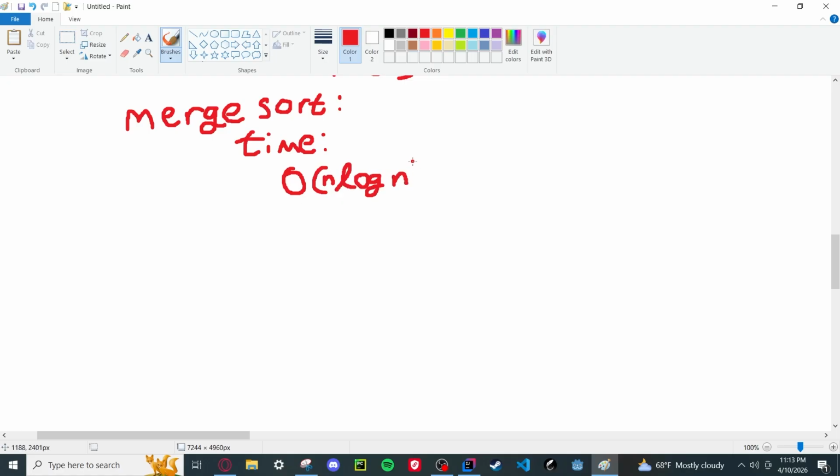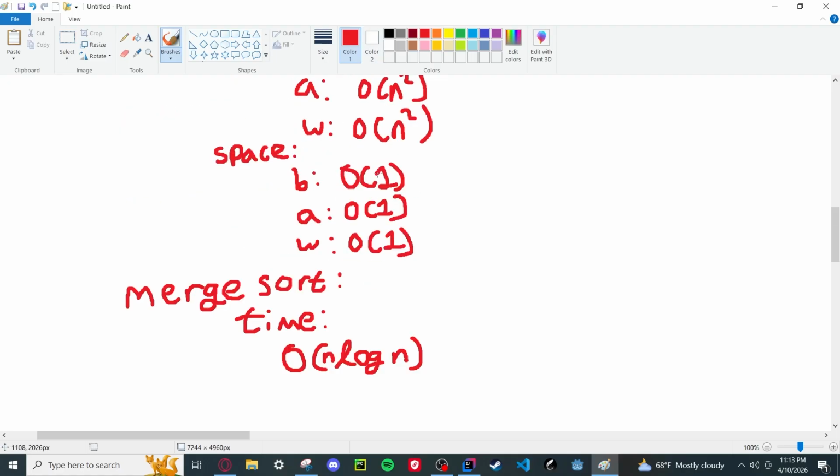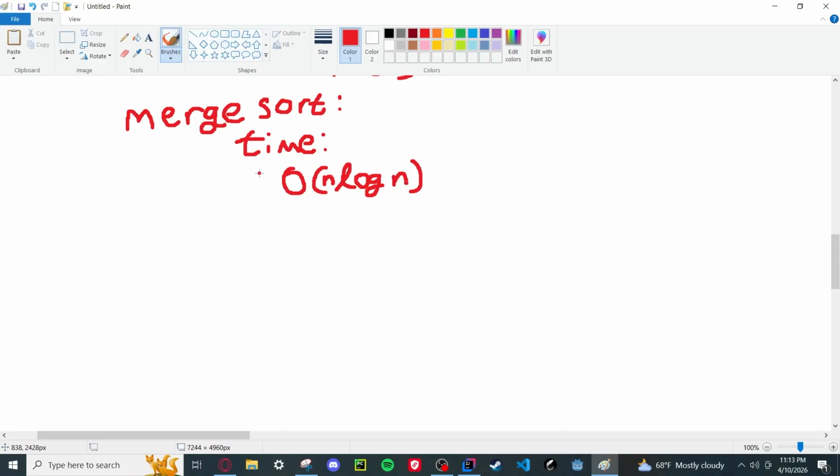The thing is with merge sort, I got this wrong. I was thinking of insertion sort. That's my bad. In the actual video for merge sort, I said best was O of n. No, it's O of n log n. For merge sort, everything is O of n log n.